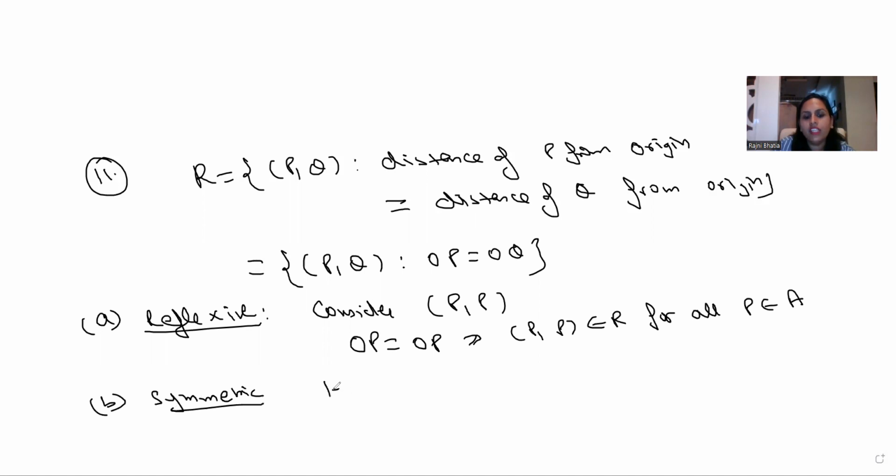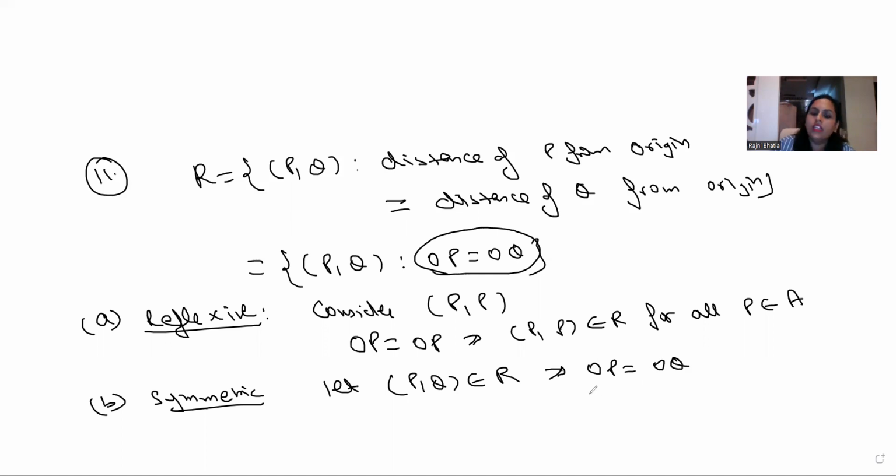Now we are going to move to the symmetric part. For symmetric, we will write, let (P, Q) belongs to R. Now we will look at the definition of R. If (P, Q) belongs to R, that means OP should be equal to OQ. So this implies OP is equal to OQ. Now if OP is equal to OQ, we can conclude OQ is also equal to OP, and this implies that (Q, P) belongs to R, and therefore we can conclude that our relation R is symmetric. Now we are going to move to the transitive part.